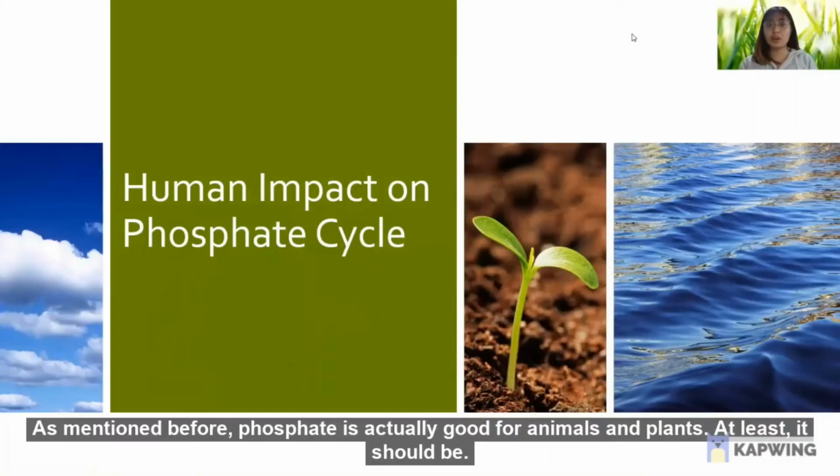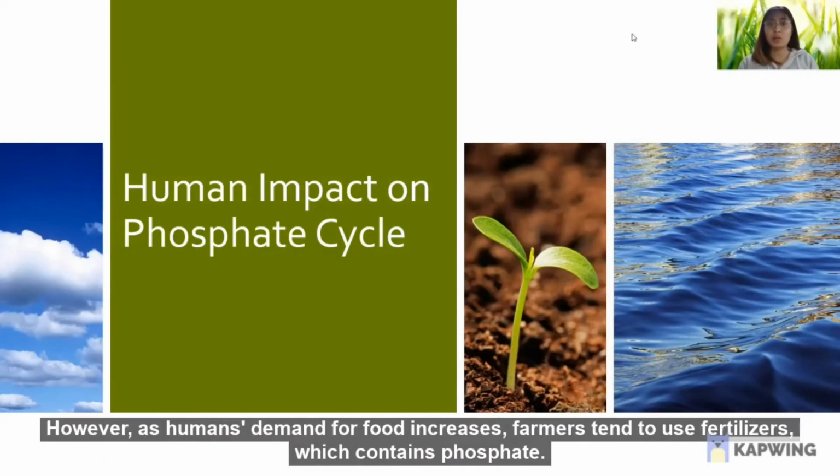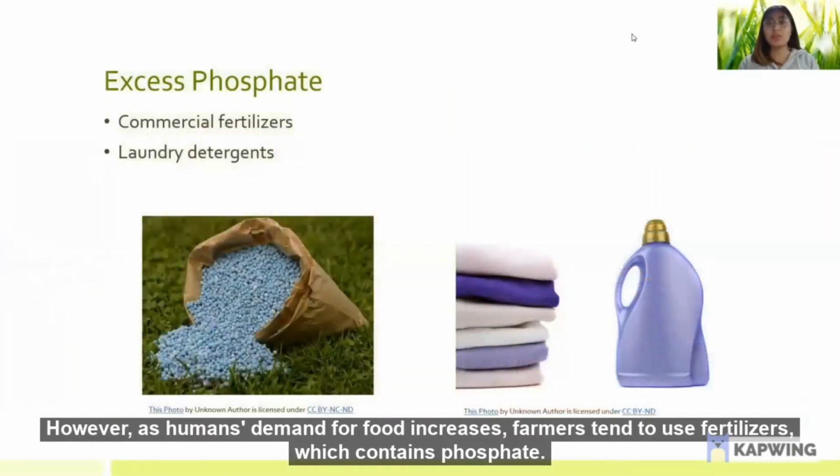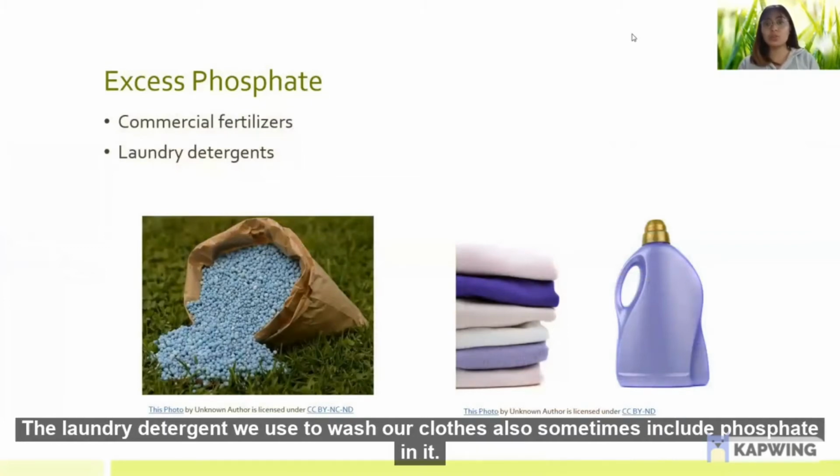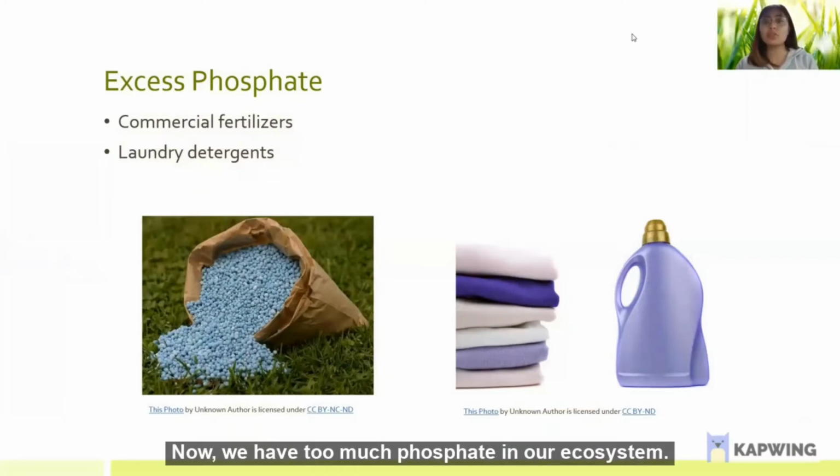As mentioned before, phosphate is actually good for animals and plants. At least it should be. However, as humans' demand for food increases, farmers tend to use fertilizers which contain phosphate. The laundry detergent we use to wash our clothes also sometimes includes phosphate. Now we have too much phosphate in our ecosystem.